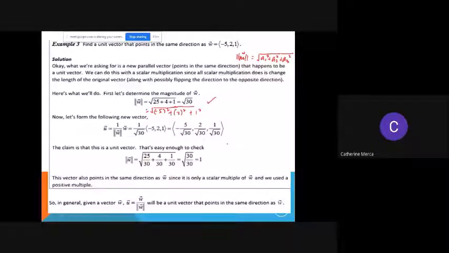How do we know that this is indeed a unit vector that points in the same direction? You can actually take its magnitude again. When you compute for the magnitude of that, you come up with the value equal to 1. So this vector u, negative 5 over square root of 30, 2 over square root of 30, 1 over square root of 30, points in the same direction as w, and it's only a scalar multiple of w.